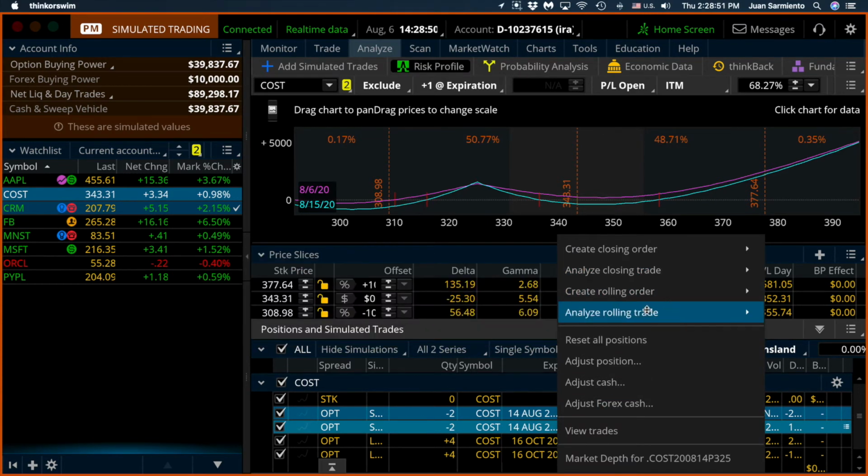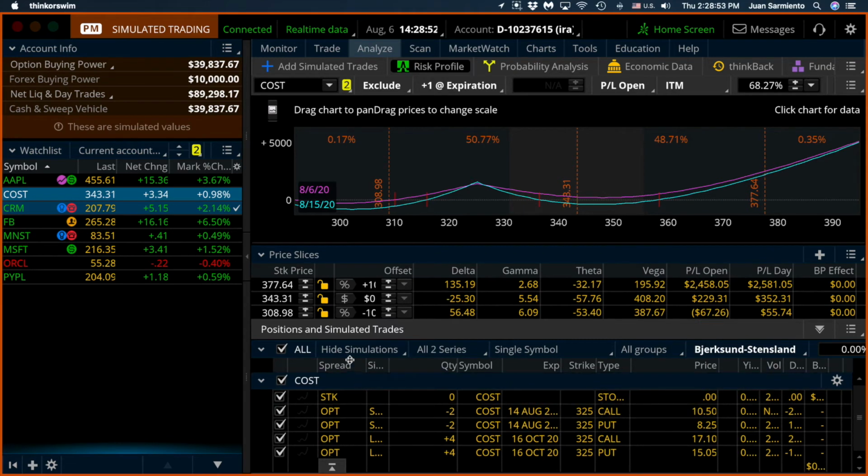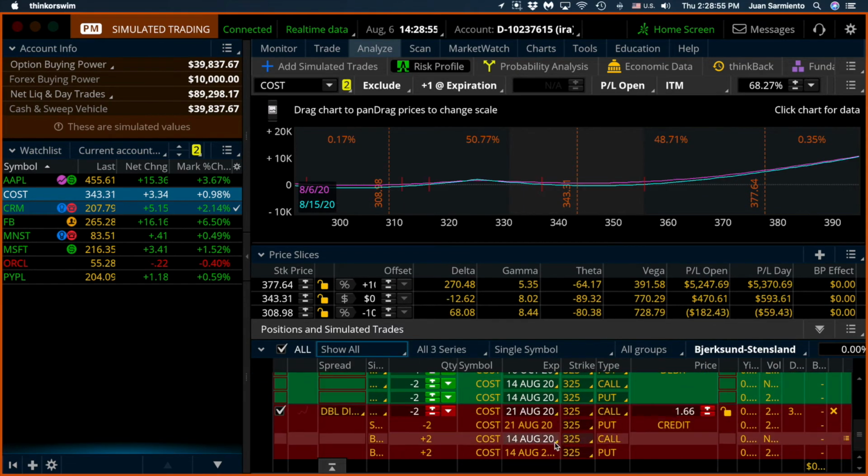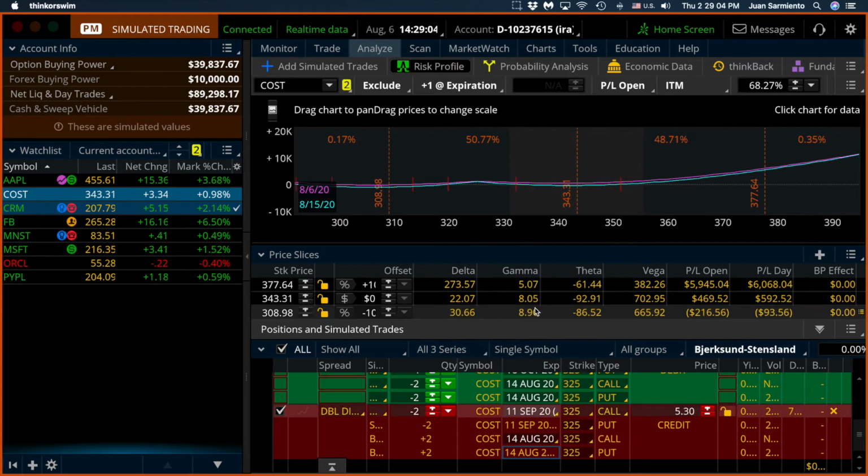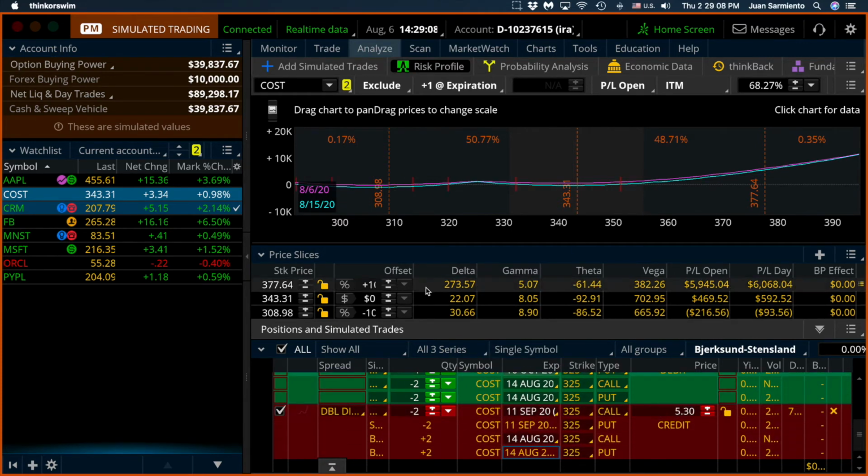Analyze rolling. And in this case, I'm not going to go to August the 25th. I'm going to go one month ahead. So it will be September 11th or September 18th if you prefer. And you can see the delta become positive. That's great. So let's do it. I'm getting $530 times 2, $1,000 back.